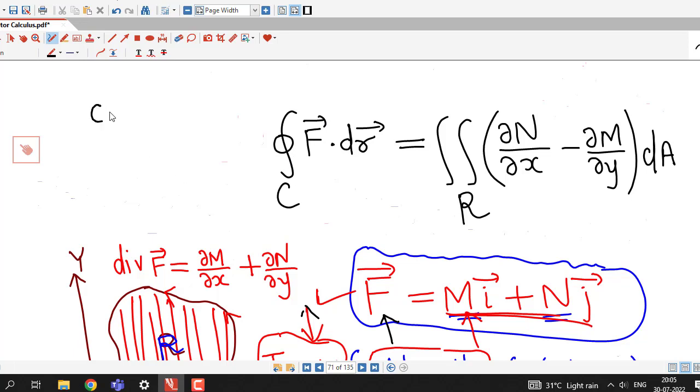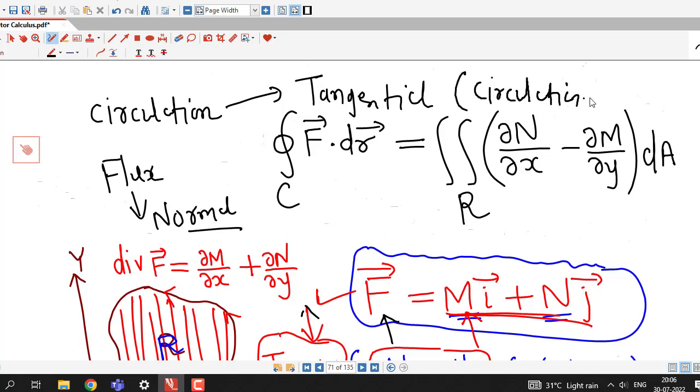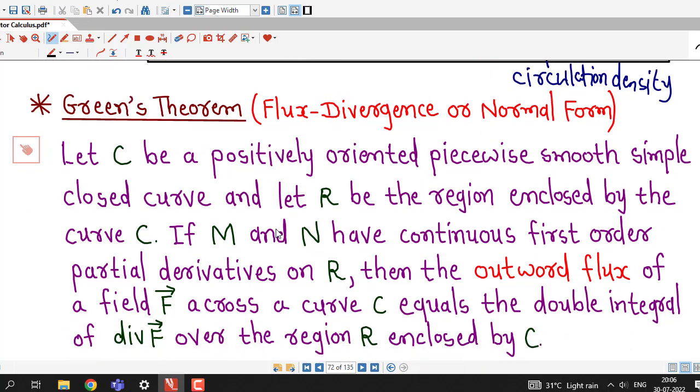But remember again that if they ask you to find out circulation of a vector field f bar, then use tangential form, and if they ask you to find out the outward flux of a given vector field f bar, then use normal form of Green's theorem. Tangential form is also known as circulation curl form of Green's theorem, and normal form is also known as divergence form of Green's theorem. So remember this statement also. Green's theorem in normal form, or another word is flux divergence form.